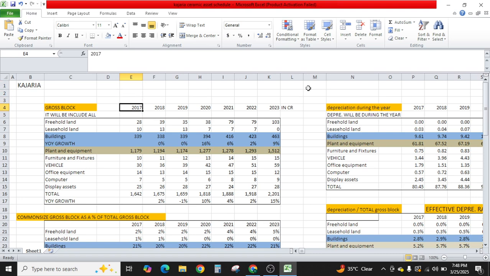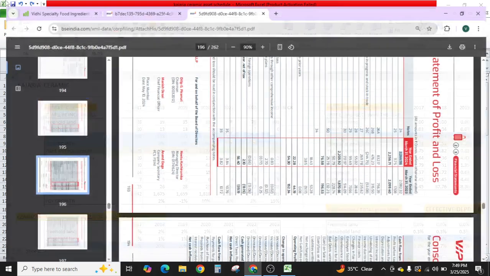So what I have done here in Kajaria Ceramic is I have taken the gross block for 17 to 23, the closing gross block, and I will show you only for a year.